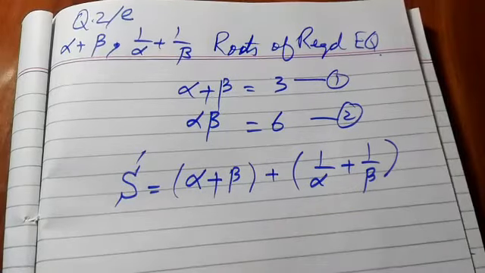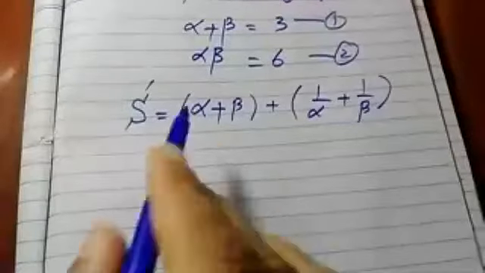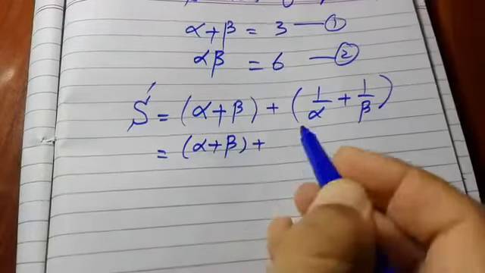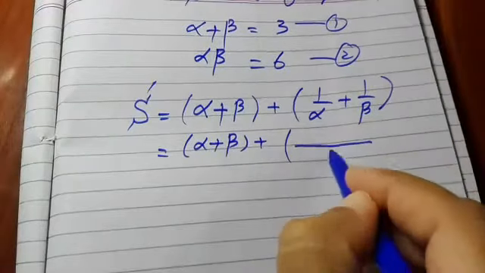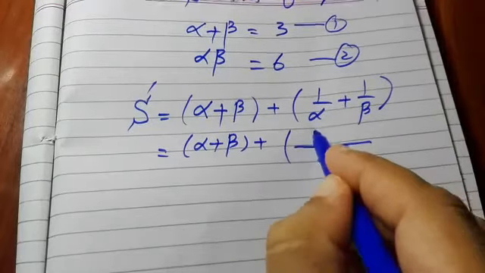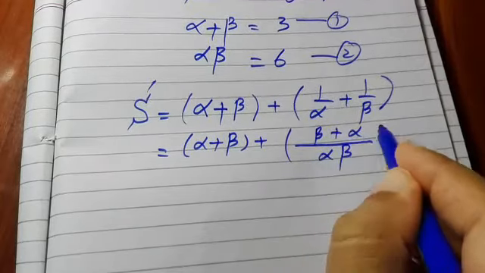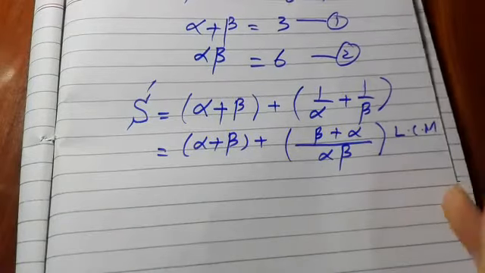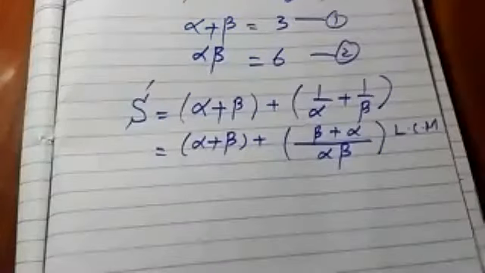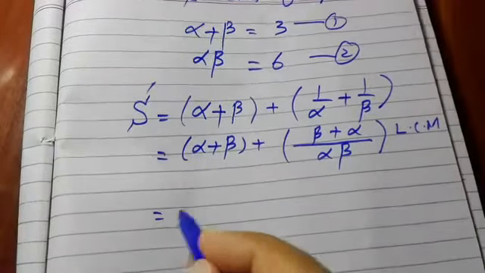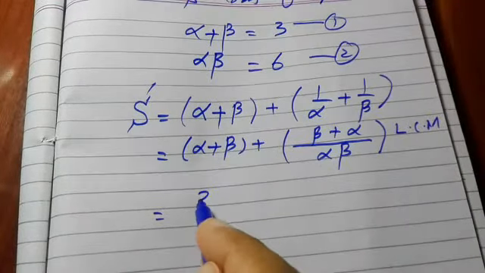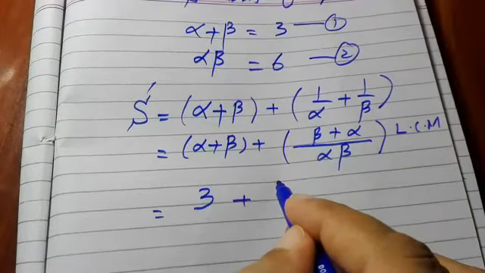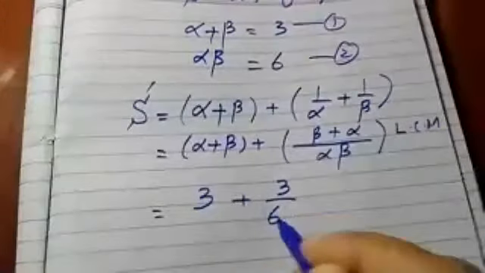Now next is that you will simplify it. Alpha plus beta, keep it as it is. And if you take the LCM right here, this time you will get beta plus alpha only, right? What I have done, I have taken the LCM in the bracket. Now you can use the values of alpha plus beta. You can see that alpha plus beta is 3, where beta plus alpha or alpha plus beta are the same. So you will write 3 and alpha beta is equal to 6.